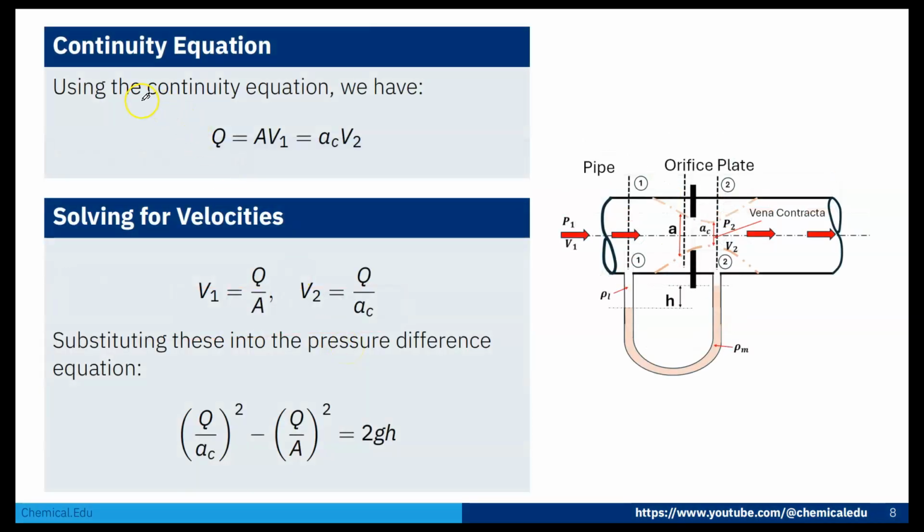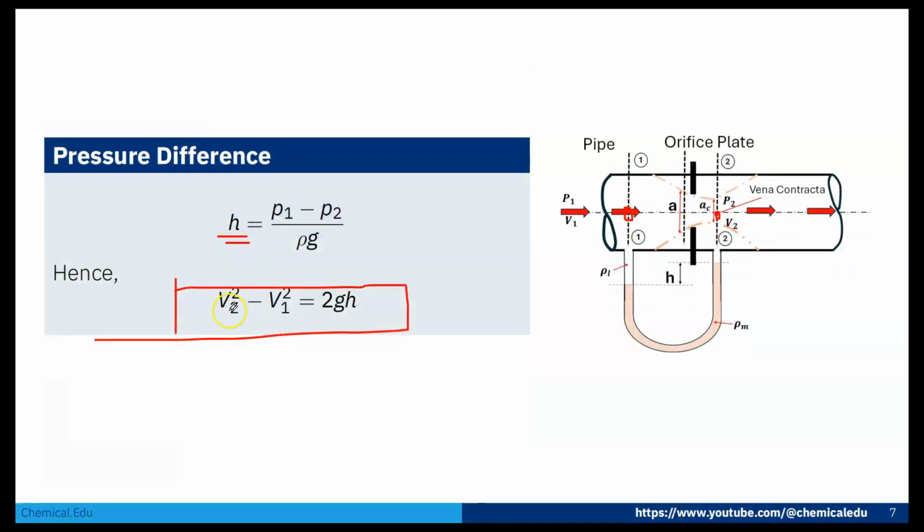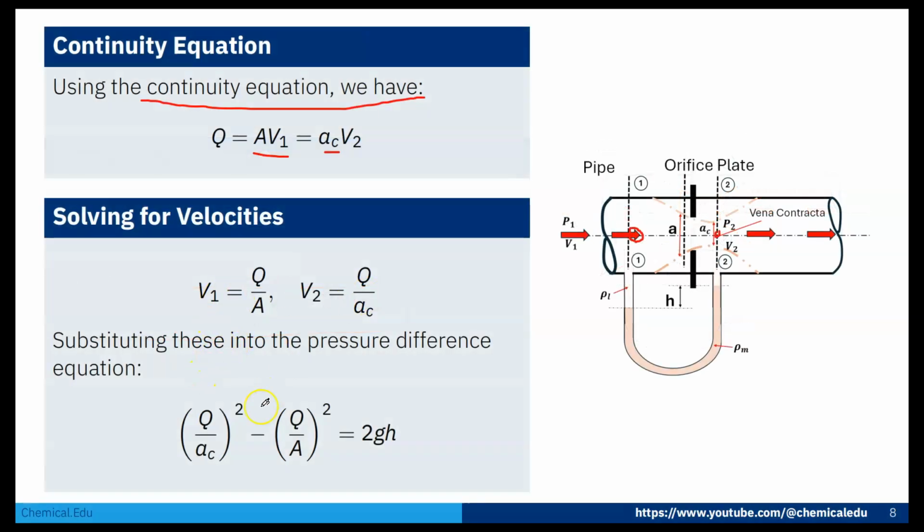Now using the continuity equation, area into velocity, Q is equal to A1 into V1 is equal to Ac into V2. So the volumetric flow rate at this position and at this position are the same. So we can write A V1 is equal to Ac V2. From that we can write V1 as Q by A, and V2 as Q by Ac. Now plugging into this equation: (Q by Ac) squared minus (Q by A) squared is equal to 2gH.